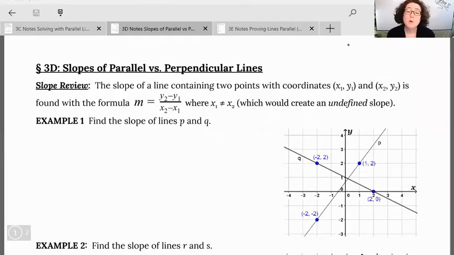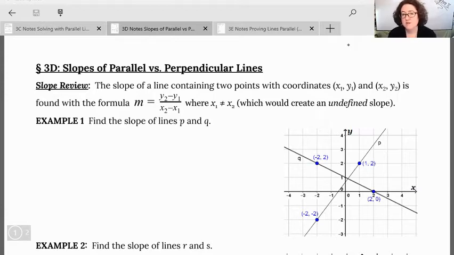In today's video, we are going to connect something that you learned about with graphing lines, specifically slope, and how we can use that to talk about parallel and perpendicular lines and comparing them. So that means we need to go back real quick and review slope. So slope, we have a formula.